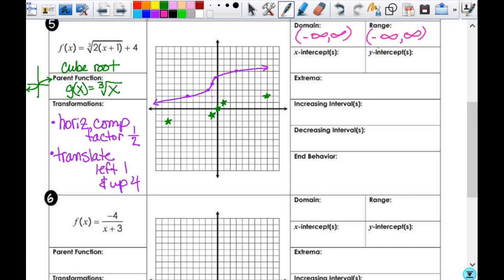Do I have any x-intercepts? Yes. Do I know what they are right now? No. Do I have any y-intercepts? Yes. Do I know what they are right now? No. So I'm going to have to find both of these things. So to find the x-intercept, what do I do?